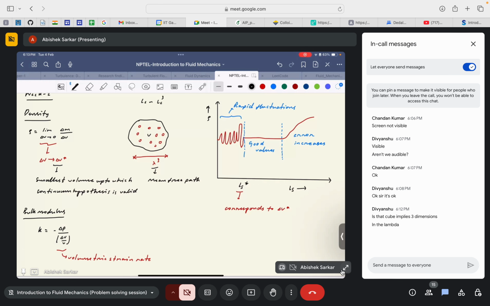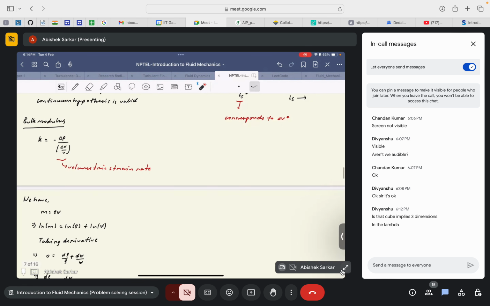As I was mentioning, if the length scale that we choose is much smaller than the mean free path, then it basically means that the continuum hypothesis is not valid. You are dealing with length scales smaller than a mean free path, so you are not considering the continuum hypothesis of the fluid flow. This will cause rapid fluctuations in your measurements, and you will not be able to measure a proper value for density. Okay.